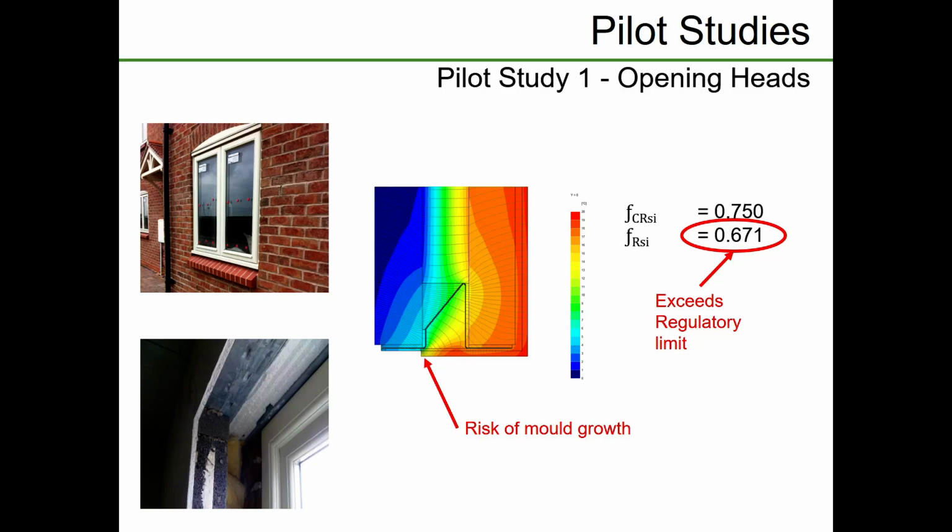What could you have done about that? Well, the only thing you could have done in that instance, because it was so late in the day, would be to actually line the reveal in some way with a reveal liner, whether that's insulated plasterboard or some other system, but to insulate the reveal in some way internally. That's the only way around it.